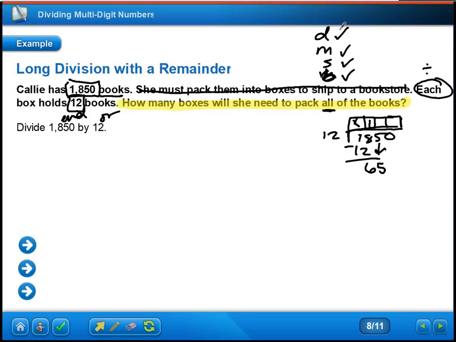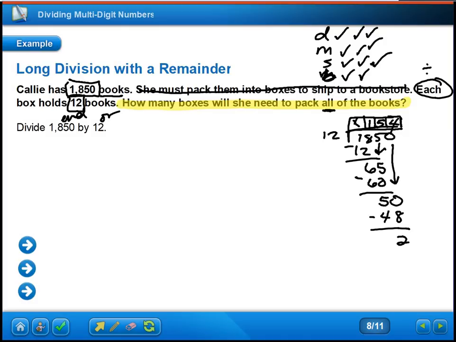Now I go back up to the top and I divide again. 12 goes into 65 5 times. 5 times 12 is 60. I subtract and I get 5. Now I bring down my 0. I go back up to divide. 12 goes into 50 4 times. I multiply 12 times 4 and I get 48. I subtract and I get 2.